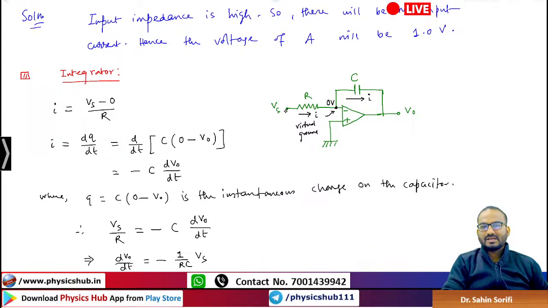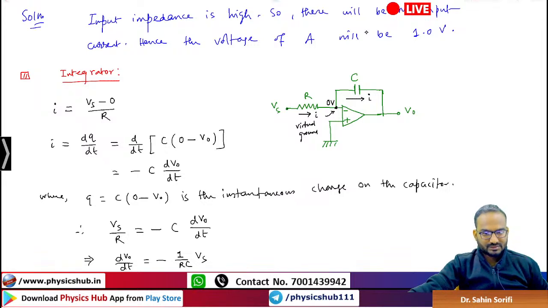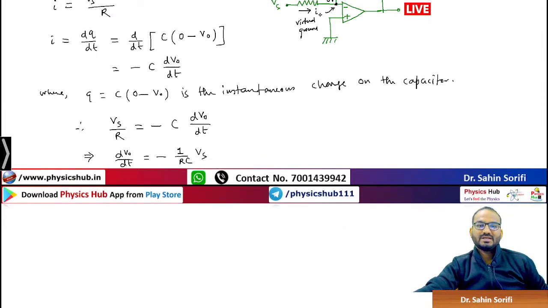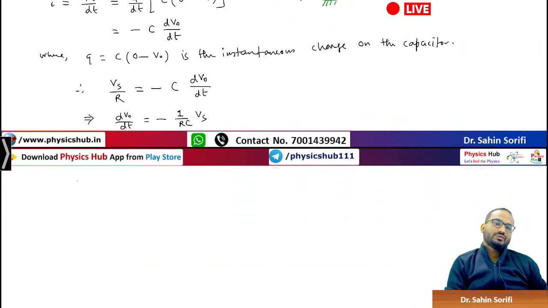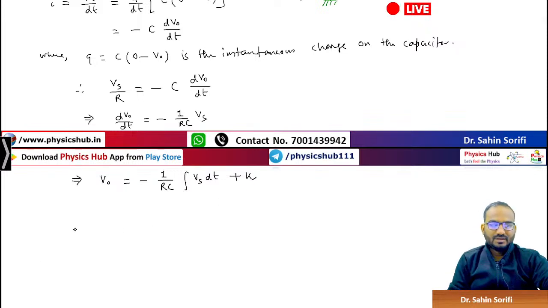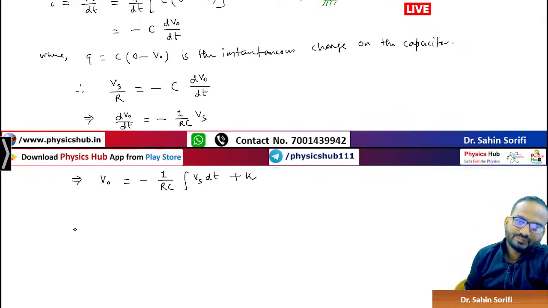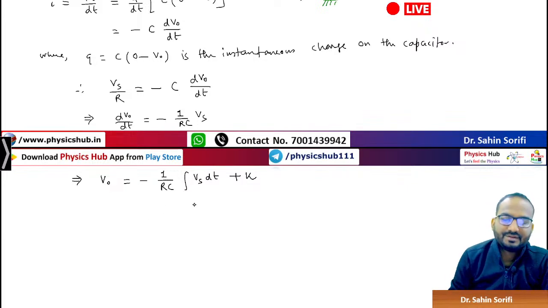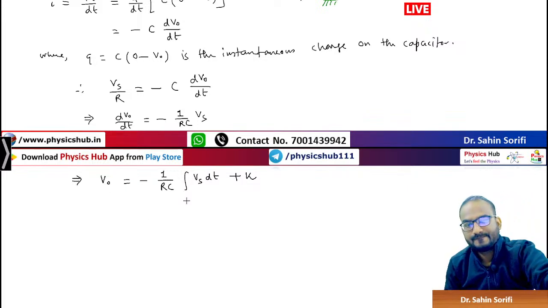Vs may be a sinusoidal signal, or a square signal, or a triangular signal, whatever input signal we have. Vs is the input signal, the input voltage. So from this, we can write V0 is equal to minus 1 upon RC, where RC is a constant, times the integration of Vs dt plus some constant A. So this will behave as an integral.